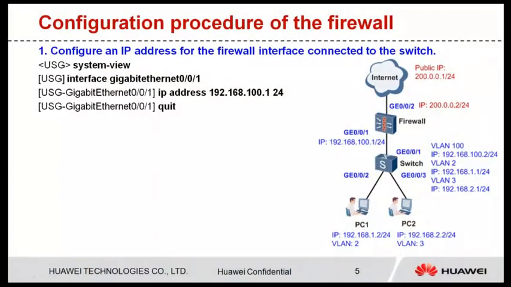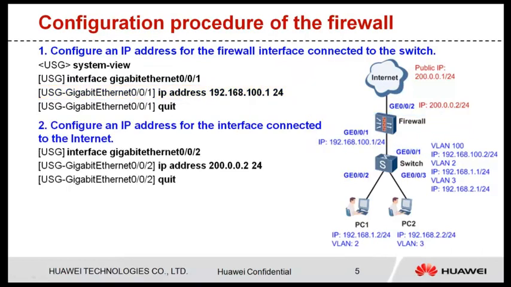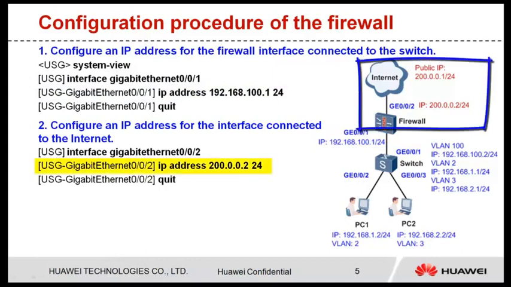Let's see the configuration procedure of the firewall. There are 5 steps. Step 1. Configure an IP address for the interface connected to the switch. The IP address is the next hop address of the switch's default route. Step 2. Configure an IP address for the interface connected to the internet. The configured IP address and the public IP address are in the same network segment.